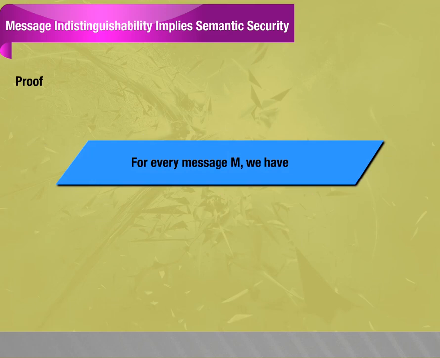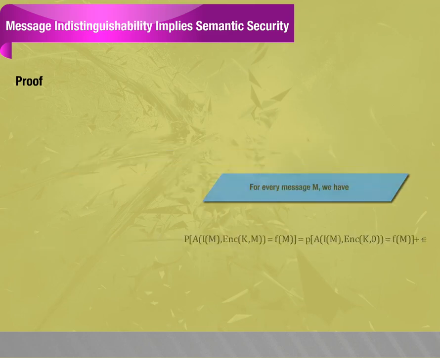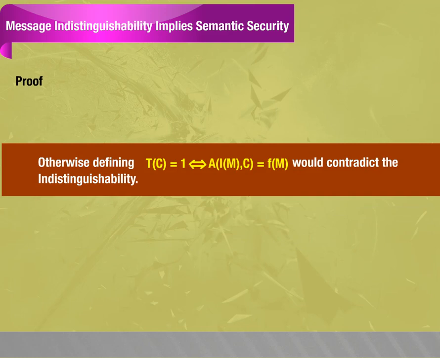For every message M, we have P[A(I(M), ENC(K, M)) = f(M)] is at most P[A(I(M), ENC(K, 0)) = f(M)] plus epsilon. Otherwise, defining T(C) = 1 if and only if A(I(M), C) = f(M) would contradict the indistinguishability.